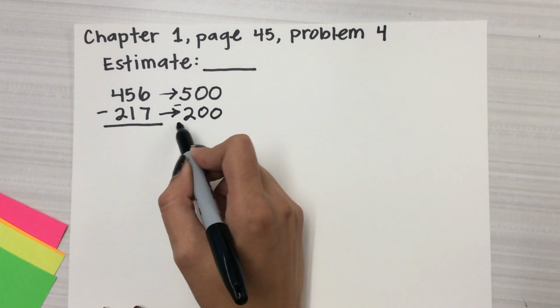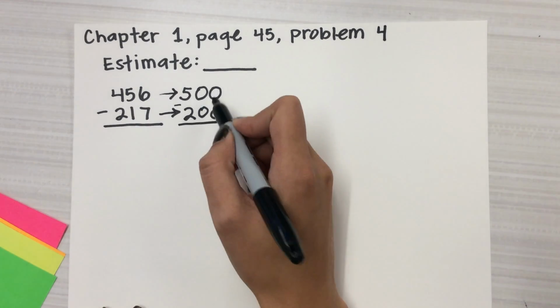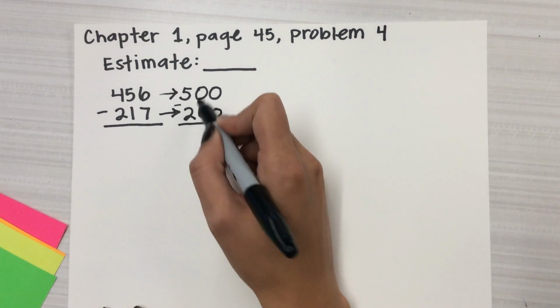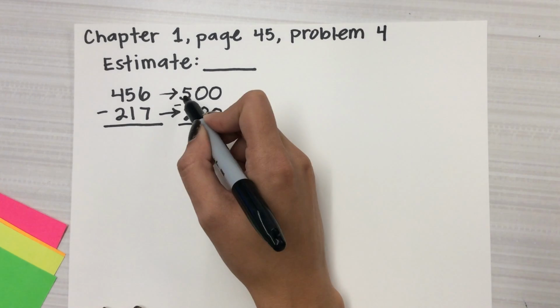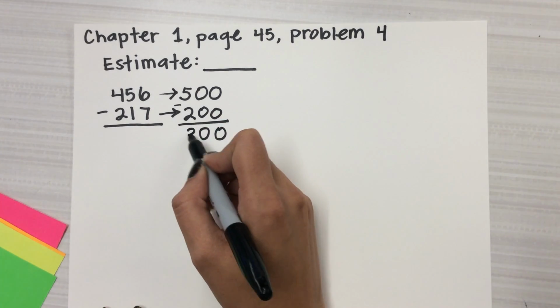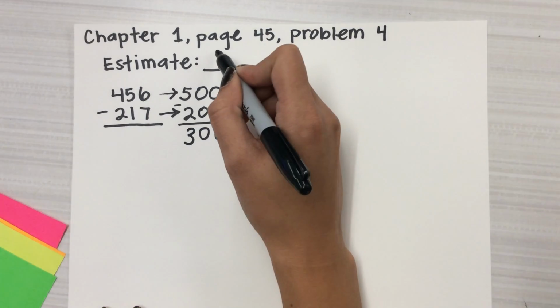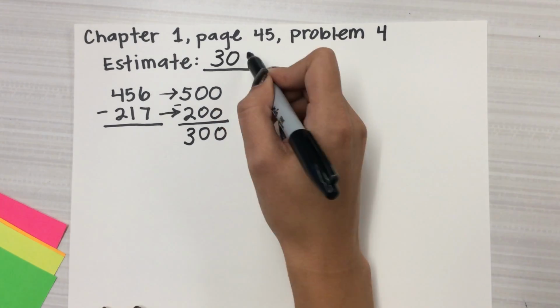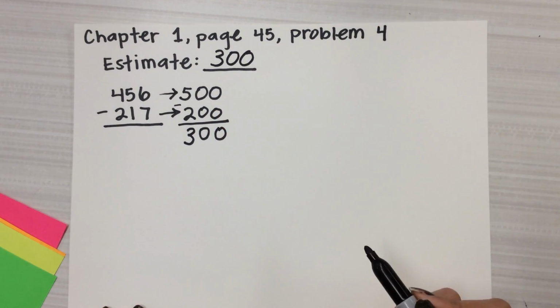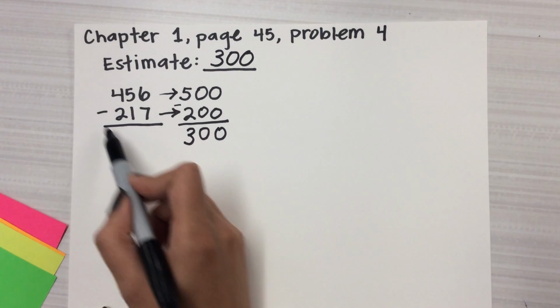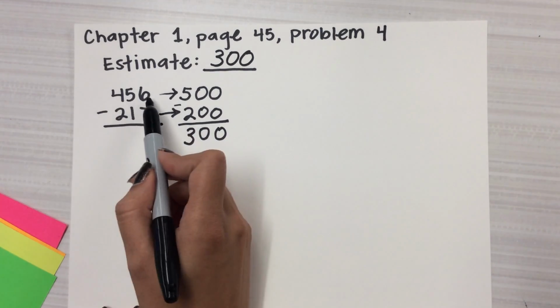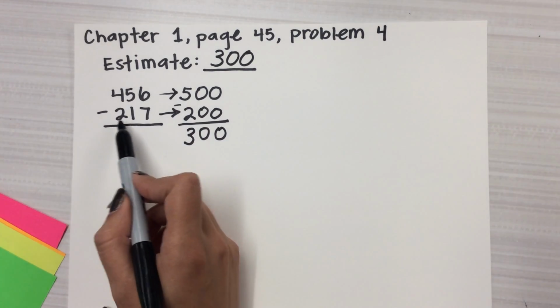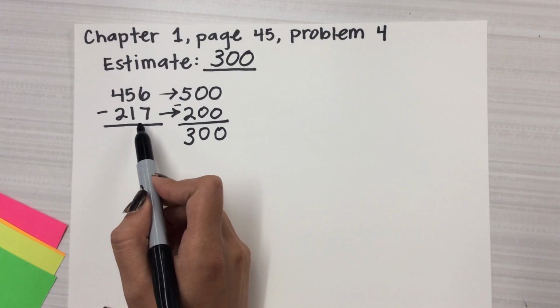And now we want to subtract these two numbers. 0 minus 0 is 0. 0 minus 0 is 0. And 5 minus 2 is 3. So now we have estimated our difference. We are not done here. We still need to find the actual difference between 456 and 217.